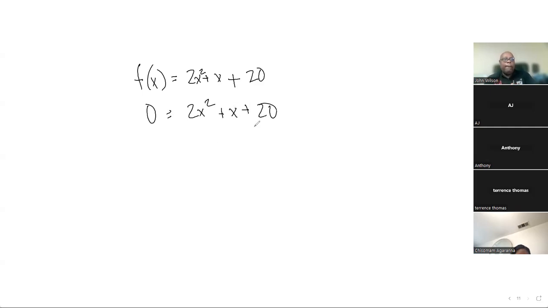Okay. I want you all to figure out what b squared minus 4ac is. This is a, b, c. Figure that out. Is it going to be greater than 0, equal to 0, or less than 0? Go ahead.